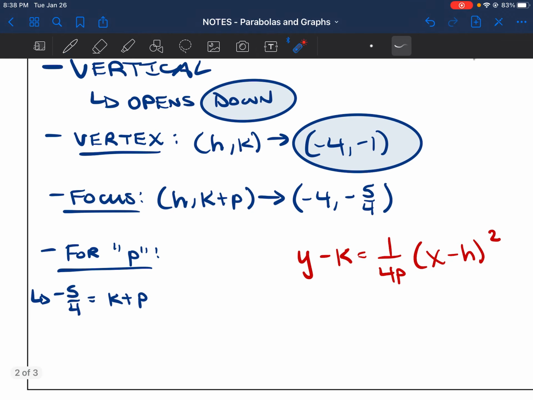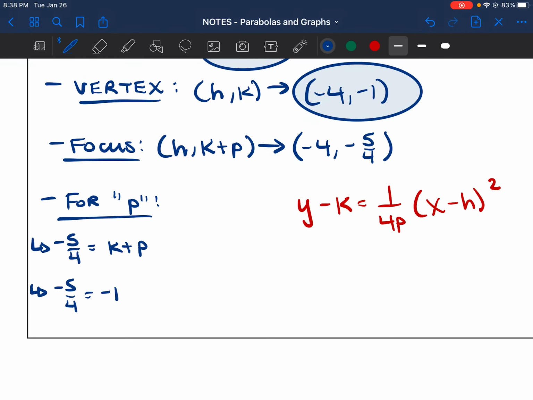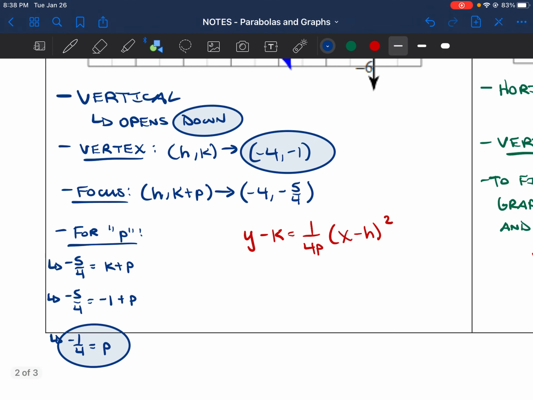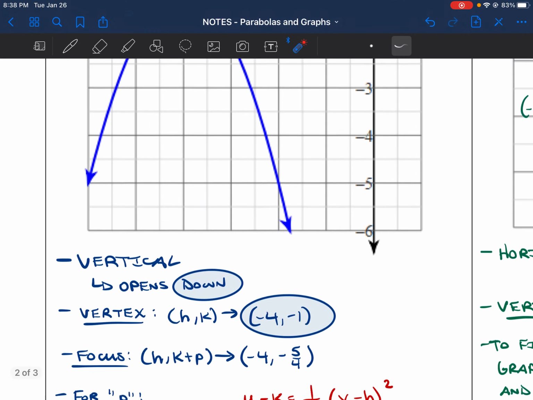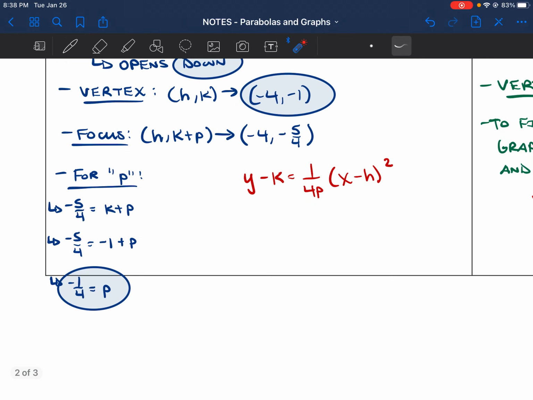And we know that k is -1 from the y-coordinate of the vertex. So continuing, this is telling us that -5/4 equals -1 plus p. Well, let's just go ahead and add 1 to both sides. -5/4 plus 1 is -1/4. And that gives us our value of p. And notice this should make a lot of sense because we know that if p is a negative value, we have a parabola that's opening down. Okay, so it should make a good bit of sense there.